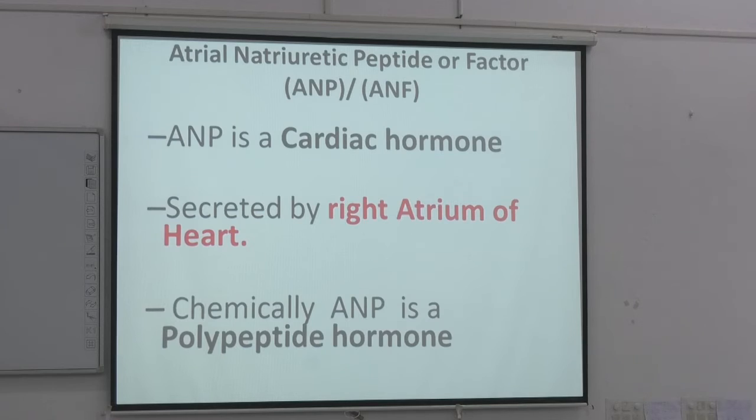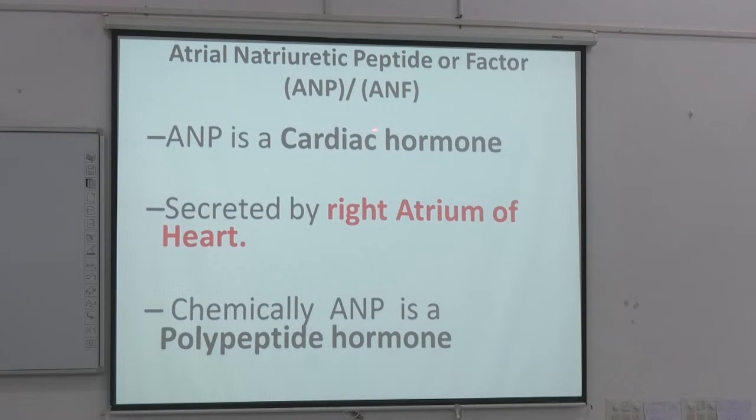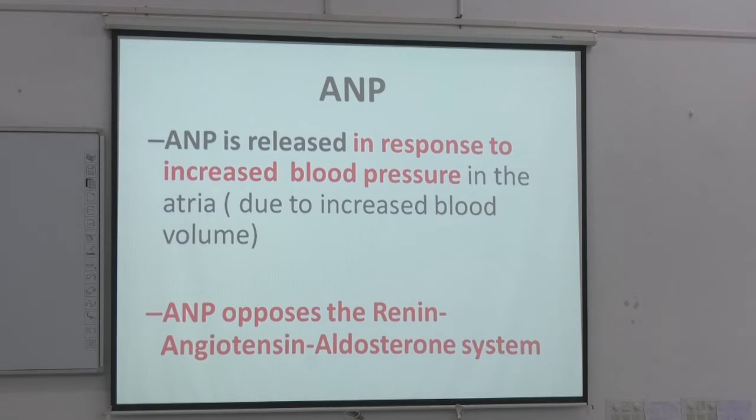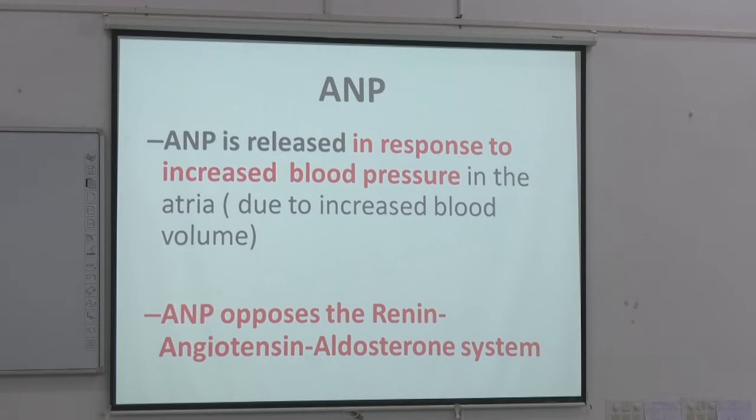So what is the role of this? To maintain the water balance. It is a cardiac hormone which is secreted by the right atrium of the heart, and it is a polypeptide hormone. The function of this hormone is released in response to blood pressure. It mainly maintains the blood flow. It mainly opposes the renin-angiotensin-aldosterone system due to increased blood volume.